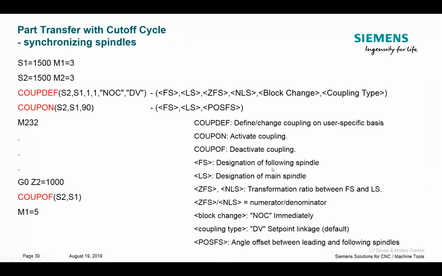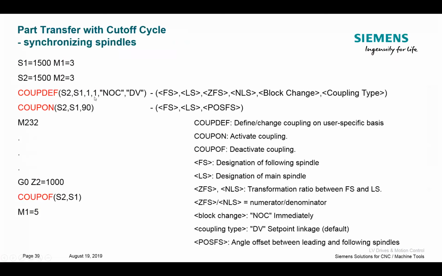So that's the FS designation. It's what we refer to as the following spindle, right? So it's a slave to the main. The second one is going to designate my main spindle. Then from there, I do tell it if there's a ratio between the spindles, and typically there's not. So this is usually a 1-to-1 scenario. So you would make these next two values 1-to-1.